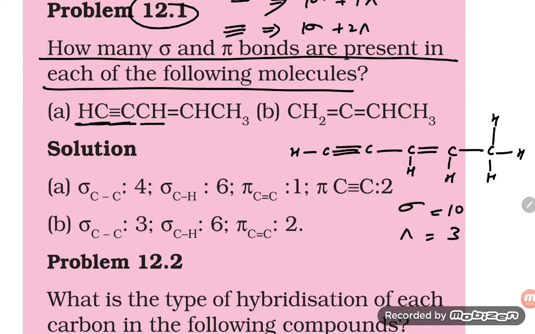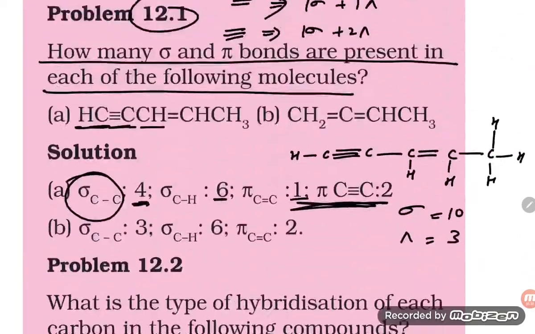So here you see, how many are there? They are asking how many sigma and pi bonds are present in each of the following. So here you see 4, 6, 10 sigma bonds, and pi bonds 1 and 2, that is 3. So that way you can try to solve the problem, students.